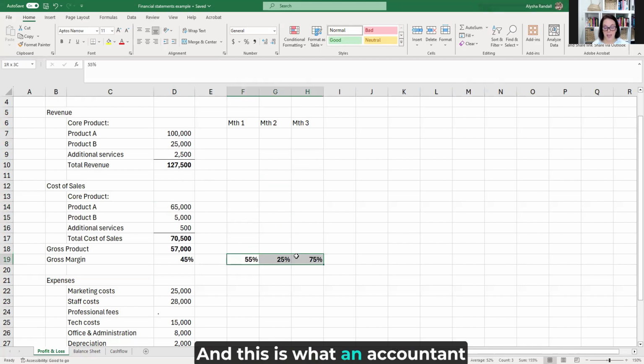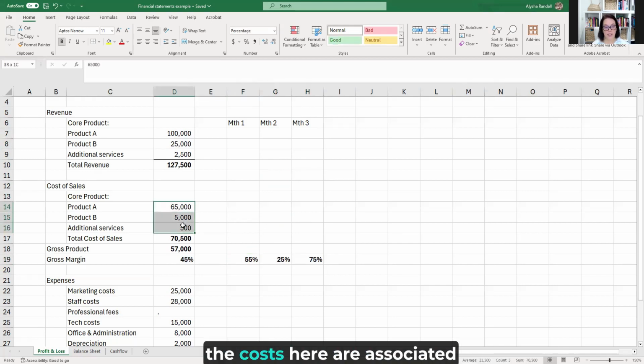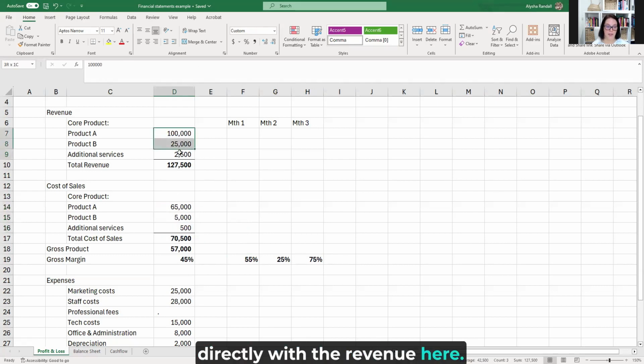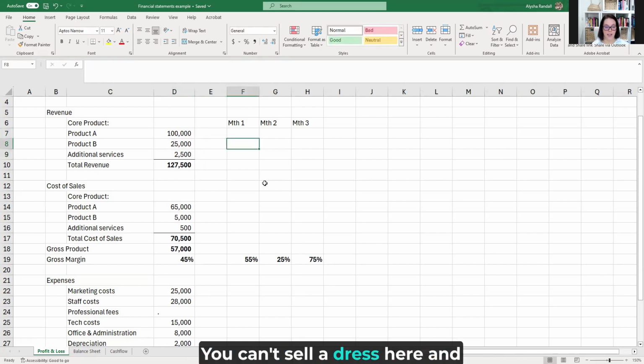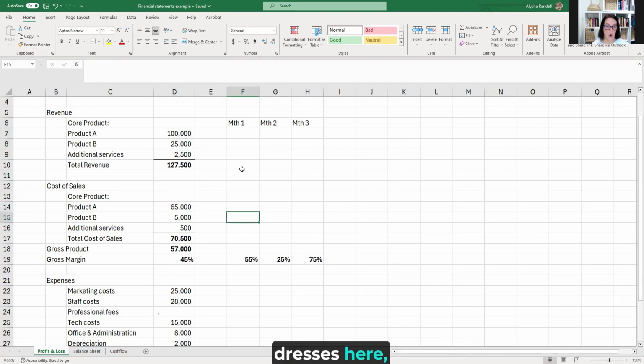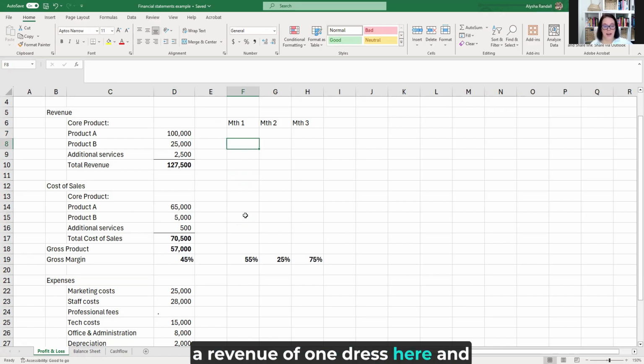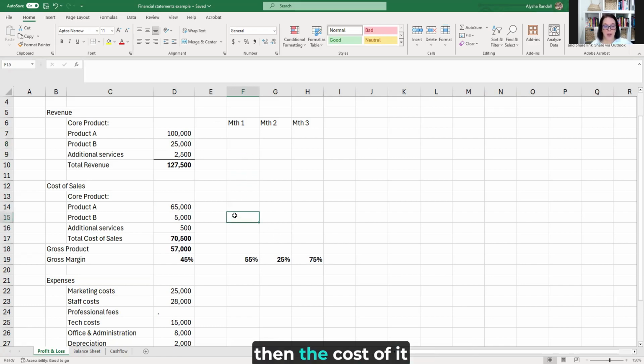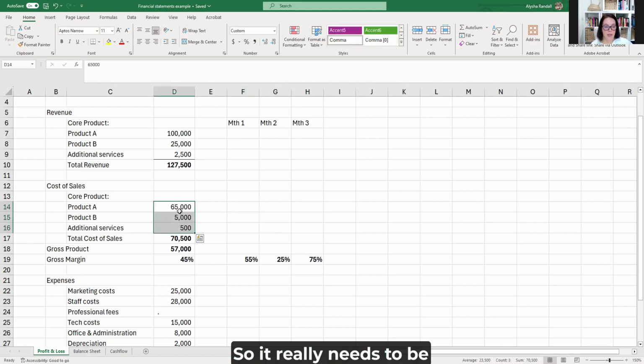And this is what an accountant should be doing. They should be making sure that the costs here are associated directly with the revenue here. The recognition of the cost and revenue need to be the same. You can't sell a dress here and then have a cost of 3 dresses here. Or you can't have a revenue of 1 dress here and then the cost of it 2 months later. So it really needs to be directly attributable.